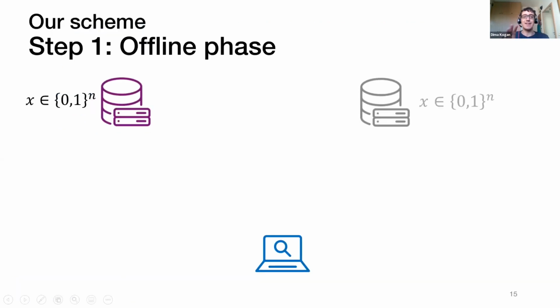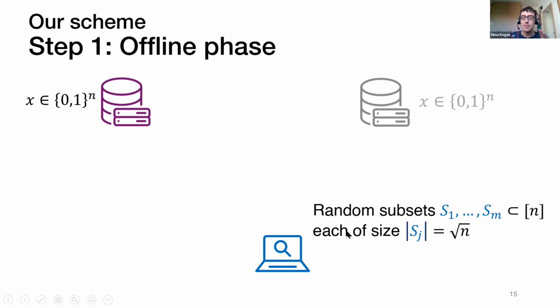So let me now finally describe the basic details of how the scheme works. In the offline phase, the client begins by sampling m random subsets of the universe of indices from 1 to n, where each subset is of size square root of n. So you have m subsets. We'll set the parameter m later on. Each subset contains some square root n numbers from 1 to n. And then the client sends the description of those subsets to the first server, the offline server.